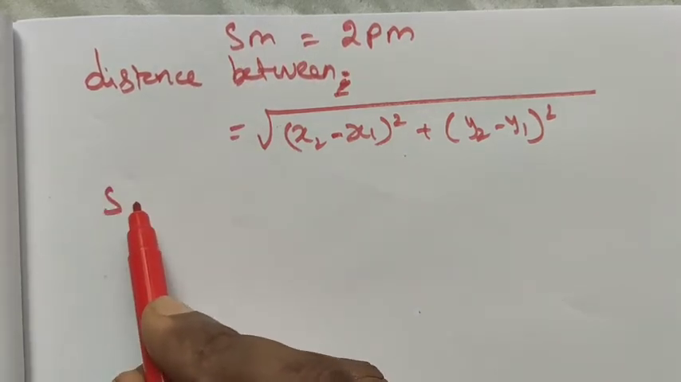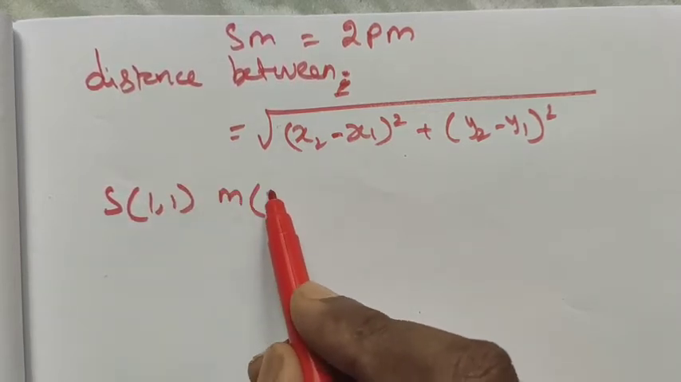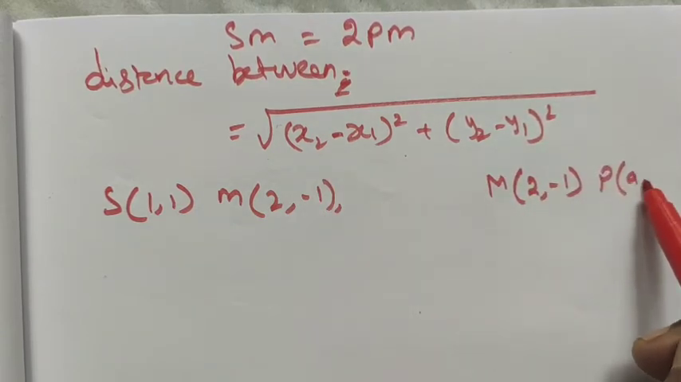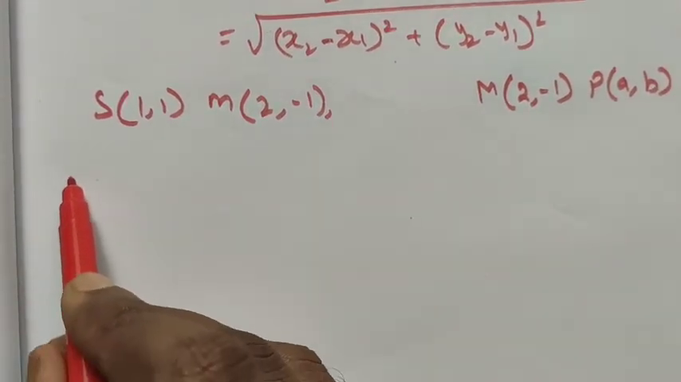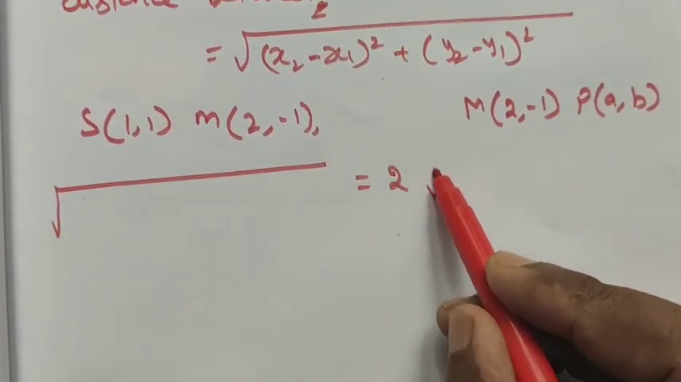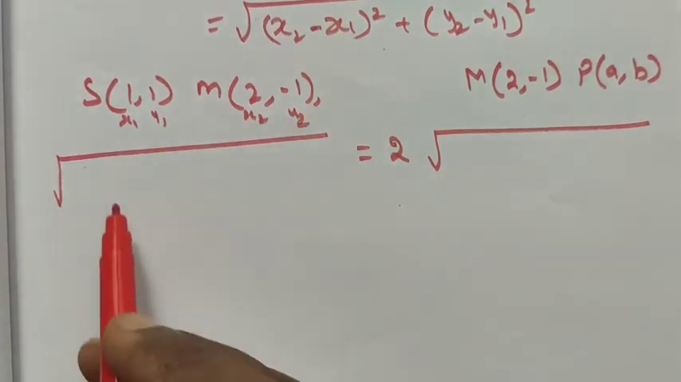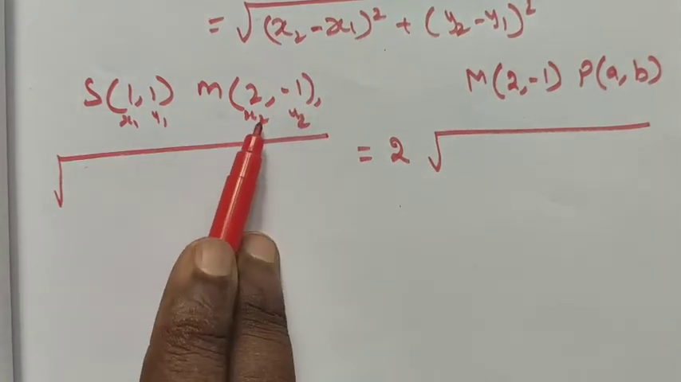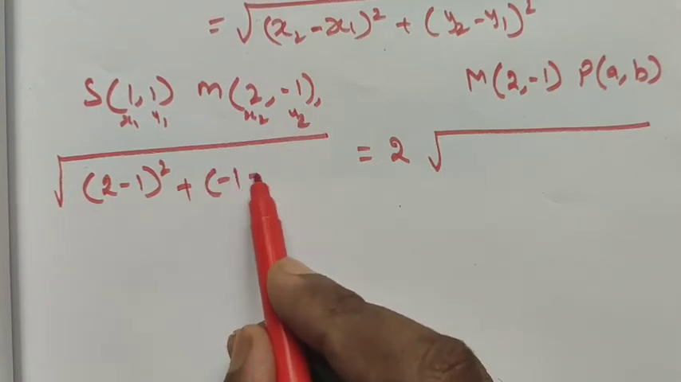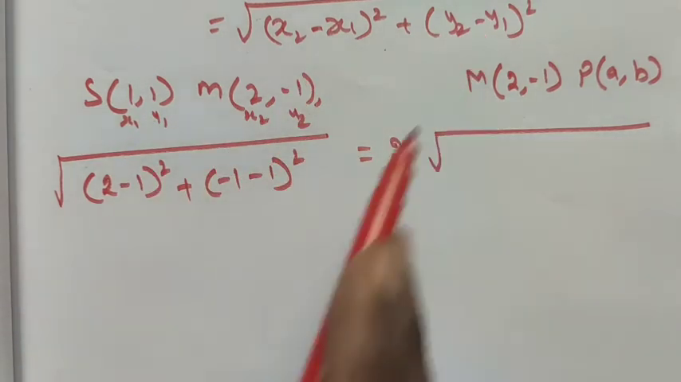Now we want to find the distance between the S and M points. The S point is (1, 1), the M point is (2, -1), and the P point is (A, B). Now the distance SM is equal to 2 times PM. The first point we take as x1, y1, and the second point as x2, y2. Now the formula is x2 minus x1, so x2 is 2 minus 1, whole square, plus y2 is minus 1 minus y1, which is 1, whole square.